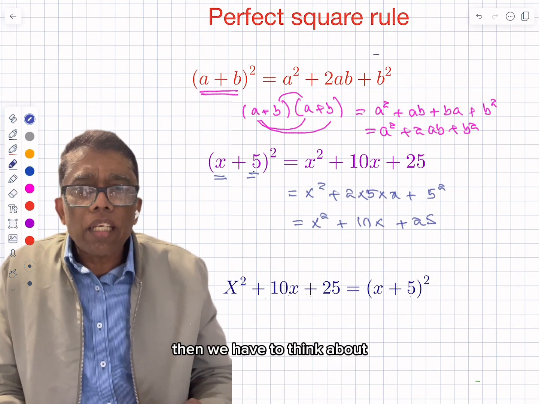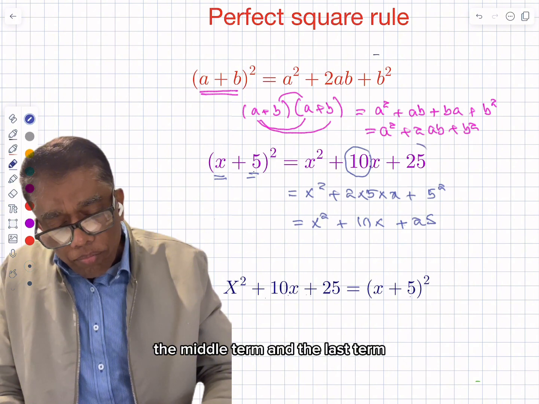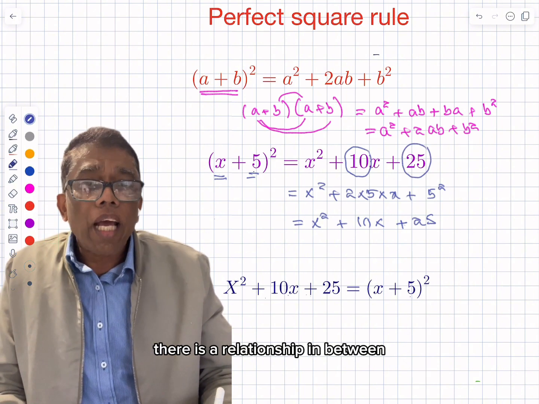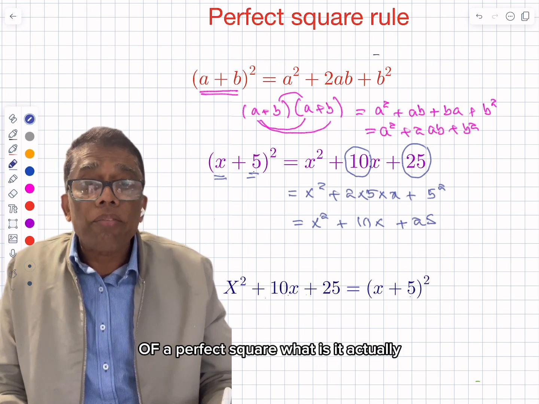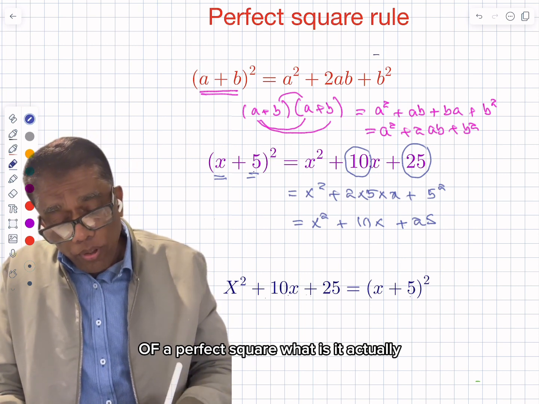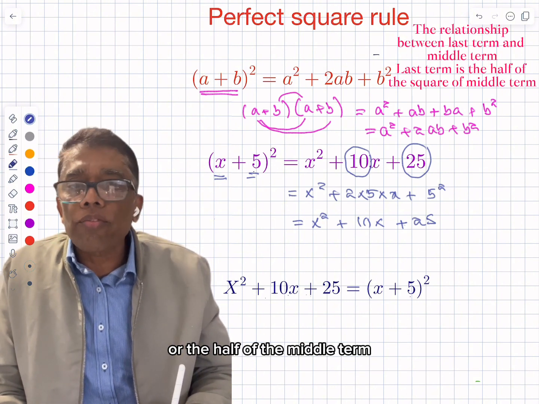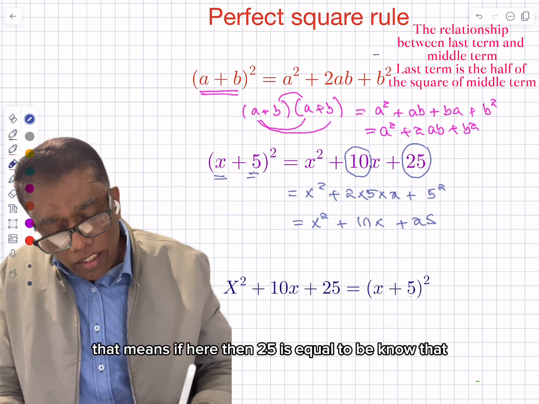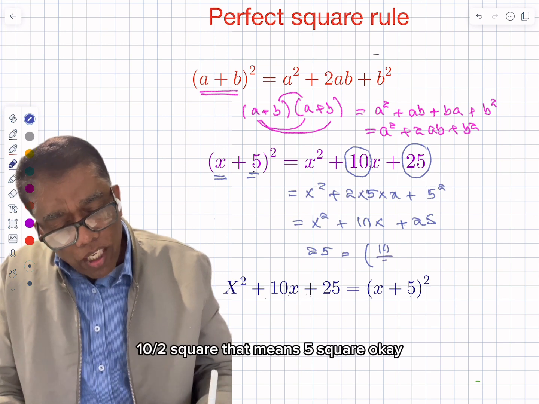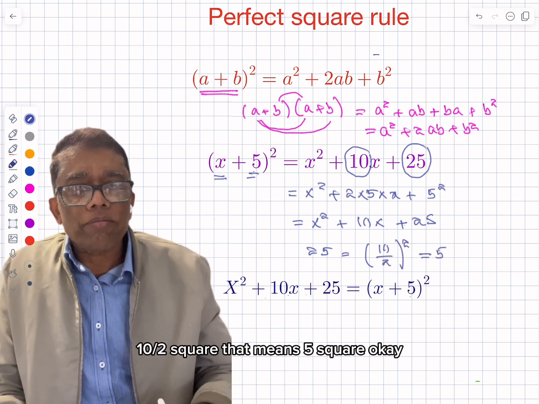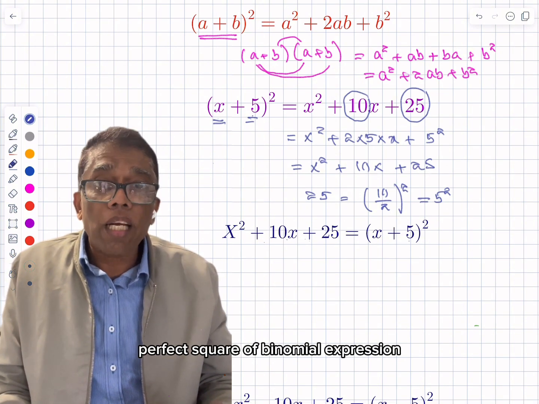Then we have to think about the middle term and the last term. There is a relationship between the middle term and the last term of a perfect square. The last term, or the constant term, is always the square of half of the middle term. That means here 25 is equal to (10 over 2) whole square, that means 5 square. That is one of the characteristics of the perfect square of a binomial expression.